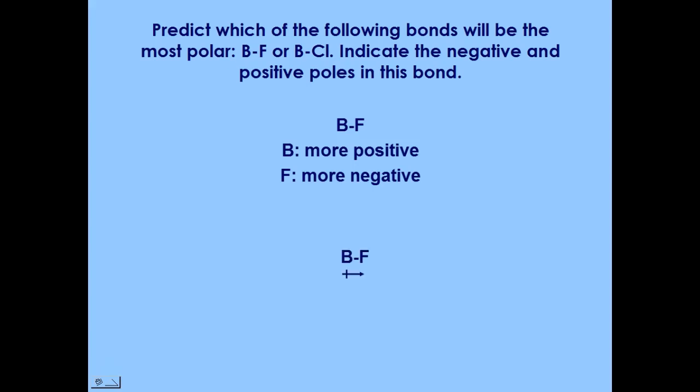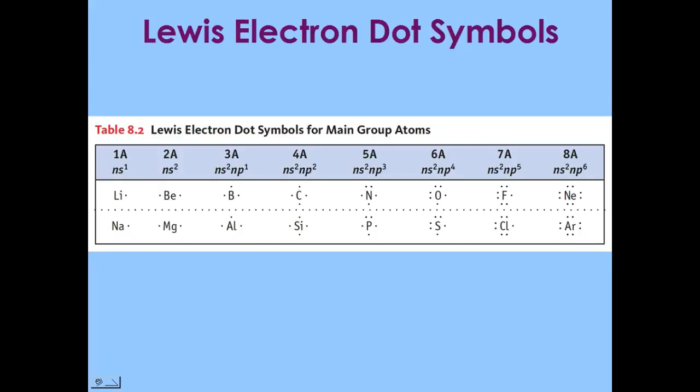Another way you could write it would be to use an arrow pointing from the positive boron to the negative fluorine atom. And then you can use a delta plus to represent the positive side of the bond, and a delta negative to represent the negative side of the bond.